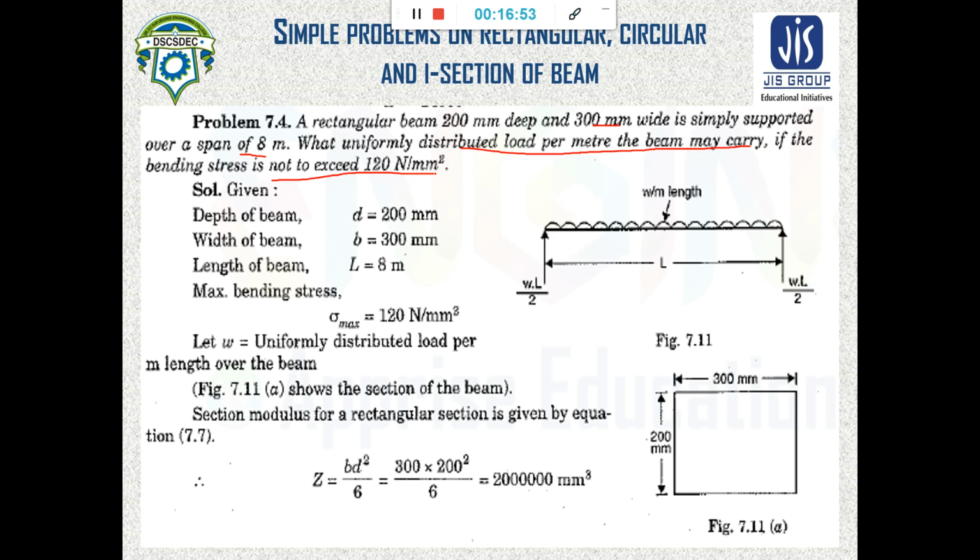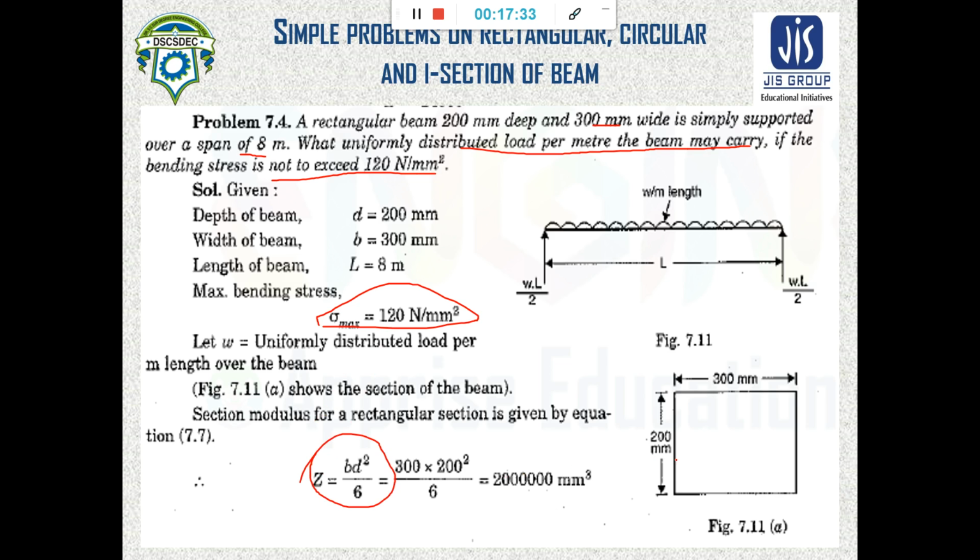and we need to find out the W only, or we need to find out the bending moment, and from that bending moment we need to find out the value of the UDL. So let us first understand what is given. Sigma max is given, that is 120 Newton per millimeter square, and then another thing is given, the section modulus, that is Z equal to bd square by 6.